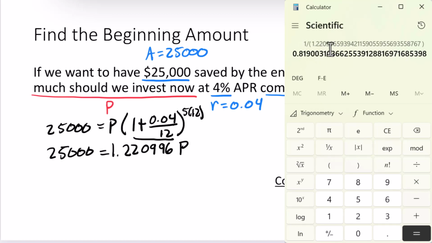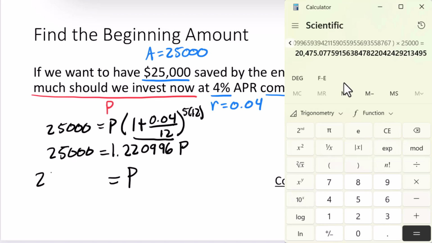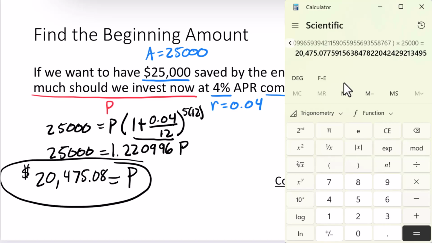And if I multiply this by 25,000, that number is the same as if I had done 25,000 divided by the 1.220996. And it's more precise because I didn't have a rounding error. And so that tells me that P equals 20,475 and 7 cents. So at this point, it's okay to round it to 2 decimal places because this is my final answer, which is measured in dollars.